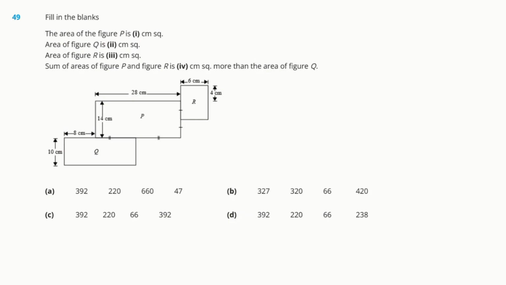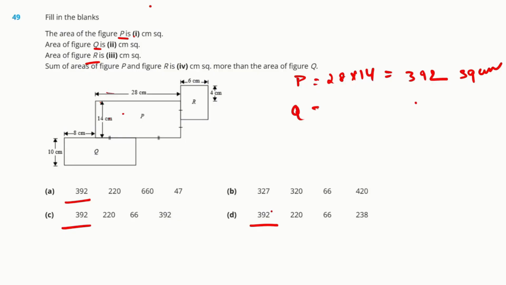Moving on to the 49th question. We have to find the area of figure P, Q, R. All the figures are different. P: the length is 28, the breadth is 14. If we multiply 28 into 14, we would get 392 square centimeter for P. We have 3 possible options. Next, moving on to Q. All of them show 220, so I guess we can just skip it.